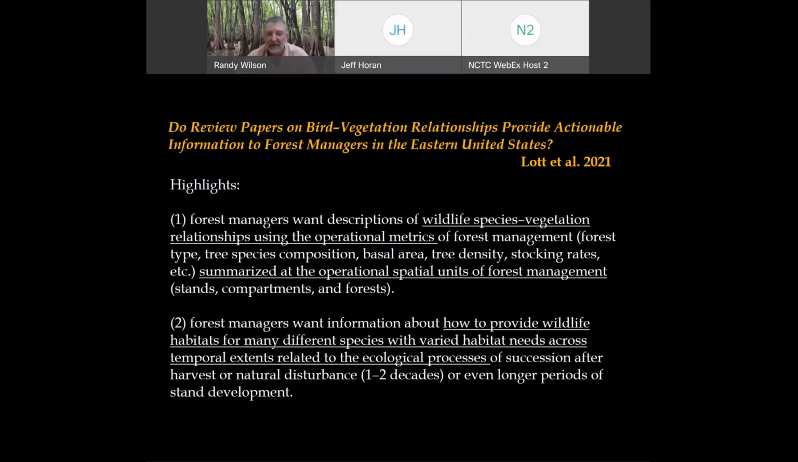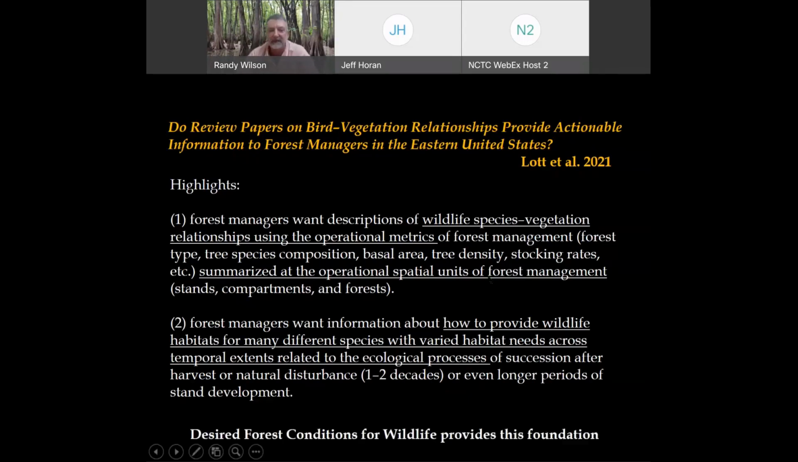And then the second key point was that these managers are desiring information for wildlife habitats, for different species across those different ecological processes or successional gradients. So it's not just information for red-cockaded woodpeckers, but for the black pine snake and Bachman's sparrow and everything else that's associated with that same habitat community.